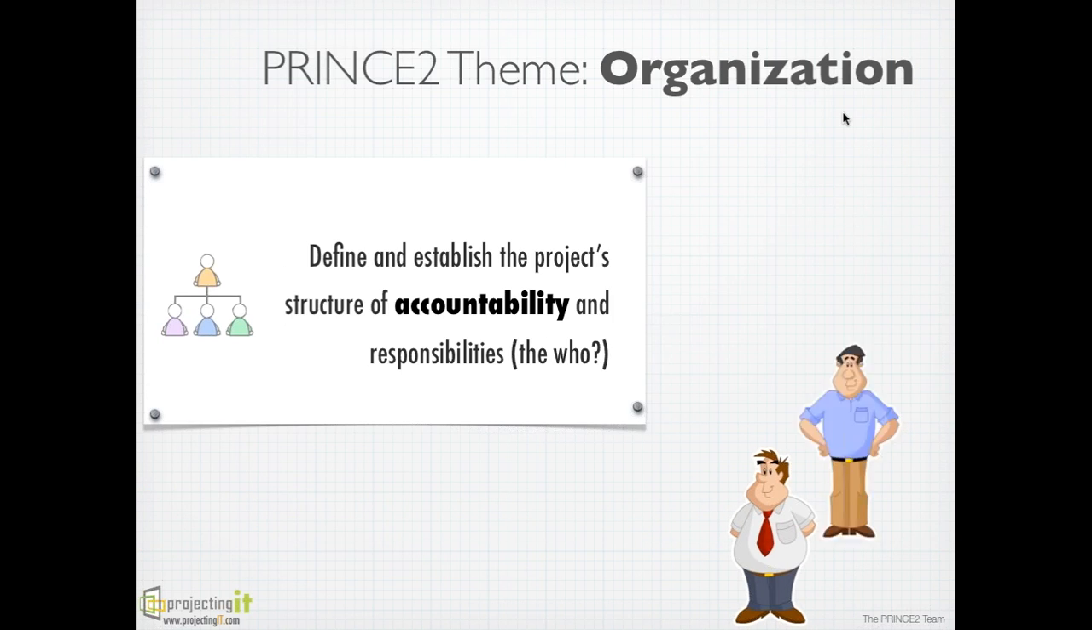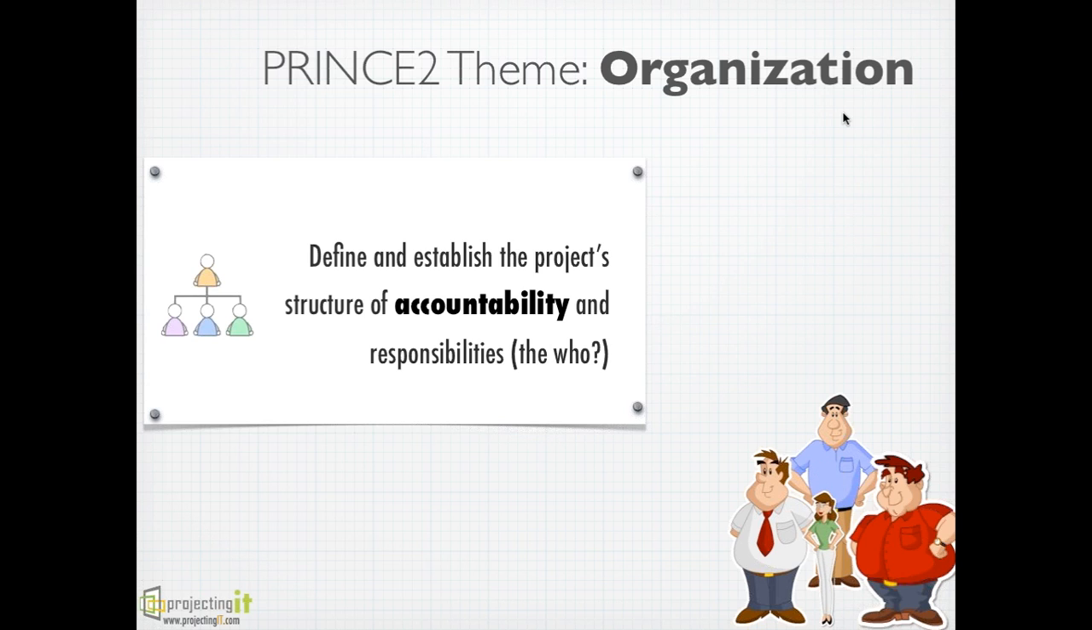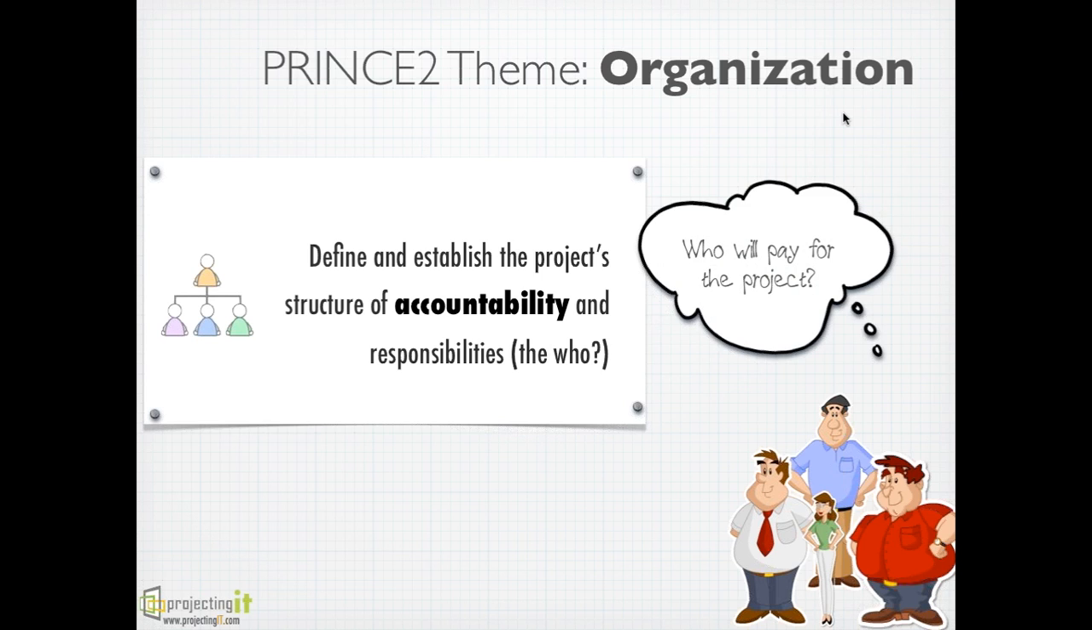The PRINCE2 organization theme describes the levels of management in any project. The theme defines the structure of the project management team and the roles and responsibilities. People who are assigned to the project management team are given these specific roles. The organization theme also discusses stakeholder engagement and how they should be informed and communicated with throughout the project.